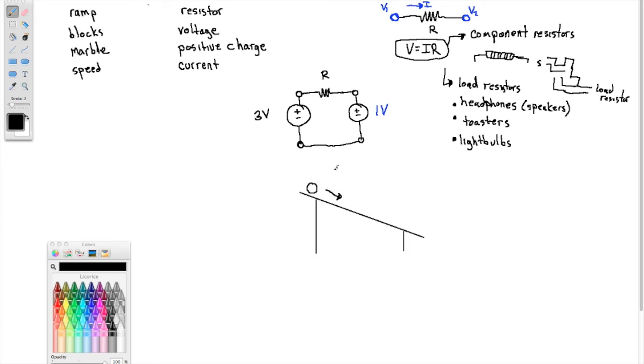The marble always goes down from high potential to low potential, right? It goes down the ramp. Never, never up the ramp. All right. Now, in this analogy, then, we would say that the ramp is absorbing energy.